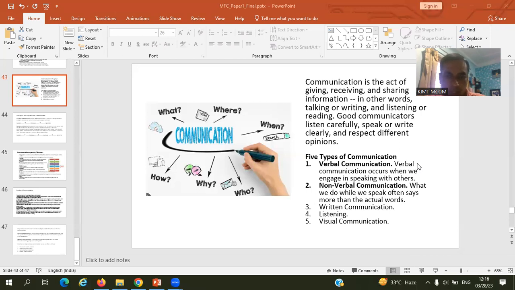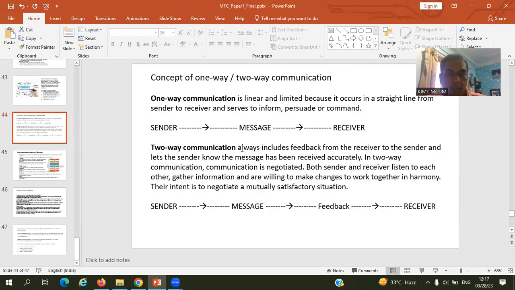That is called visual communication. So these are different types of communication: verbal communication, non-verbal communication, written communication, listening, and visual communication. These are different types of communication. Another important type that is in our syllabus: one way and two way. I will give an example so you will remember.